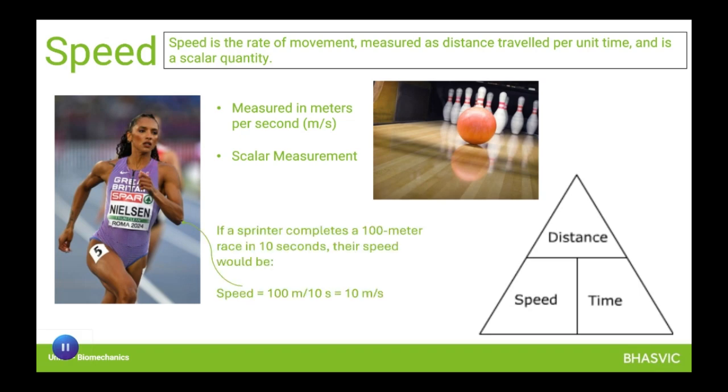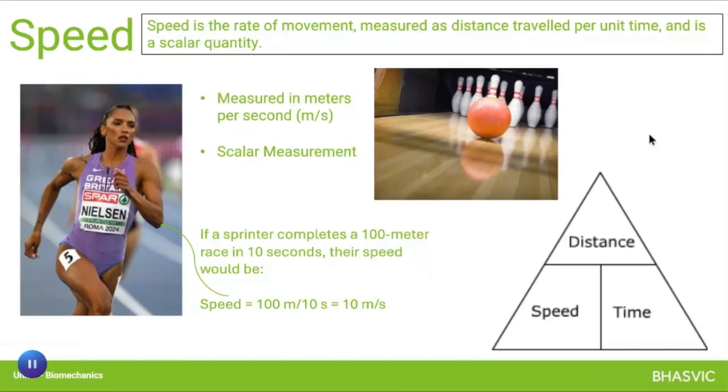If a sprinter completes a 100-meter race in 10 seconds, their speed would be speed equals 100 meters divided by 10 seconds, which equals 10 meters per second. If a bowling ball is thrown down an 18-meter alley and it takes 3 seconds, then the speed of the ball would be 6 meters per second, as we're dividing 18 meters divided by 3 seconds, and then you get the speed.